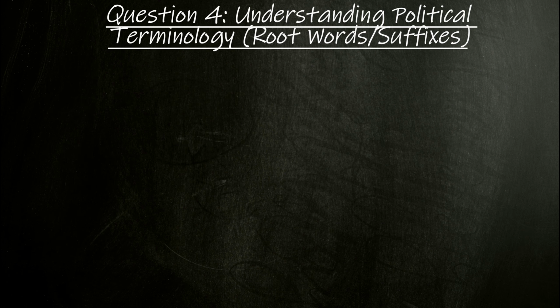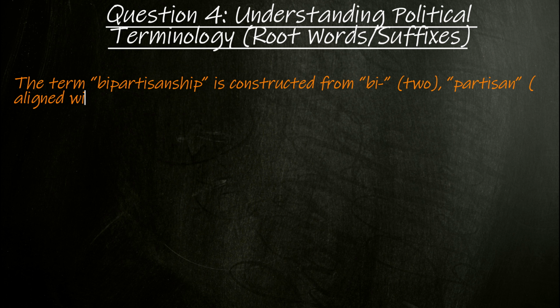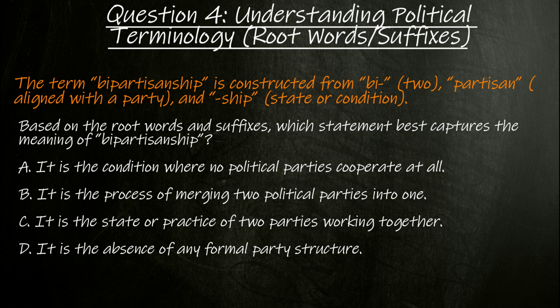Question 4 is about political vocabulary. Social studies vocabulary is important for you to review, as the GED mentions it as one of the specific skills for the exam. You'll be presented with social studies passages, which include common social studies terms and phrases. Here is one way you can figure out the meaning of the word. The word is bipartisanship. Pause and think about the root words bi, partisan, and ship. We're looking at understanding political terminology using root words and suffixes.